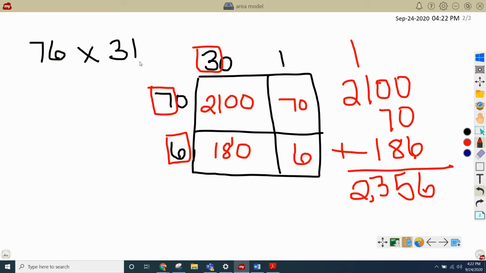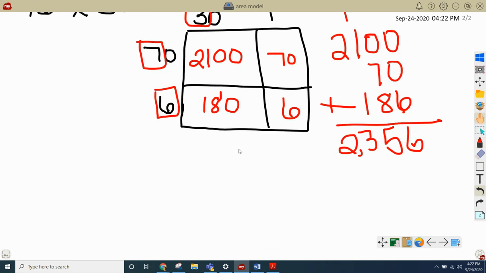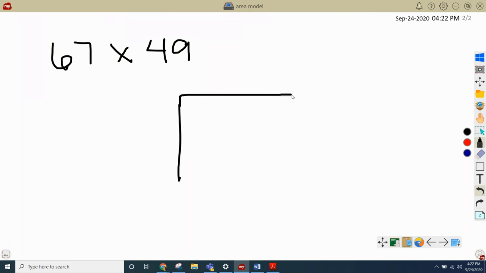$2,356. 76 times 31 is 2,356. Okay, I'm going to do one more with you before I let you go practice on your own. Let's do 67 times 49. So again, the first thing you do is draw your box and decompose your numbers.